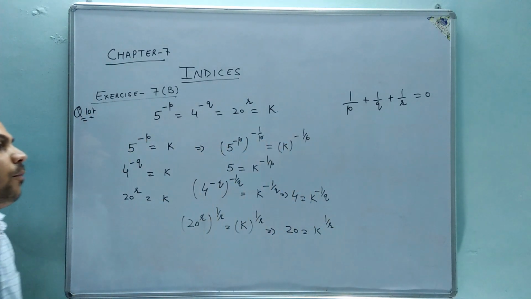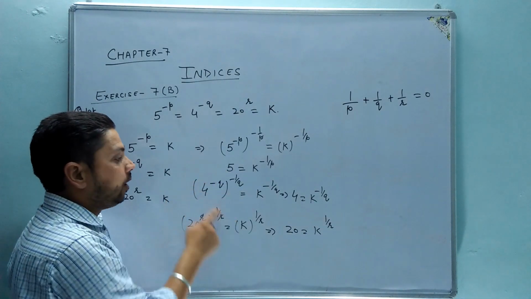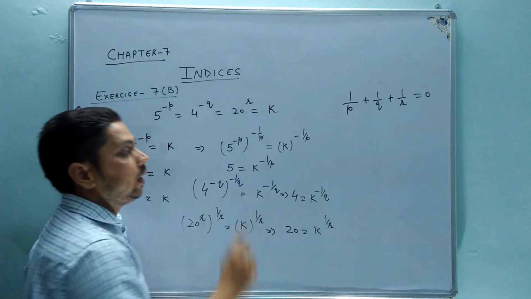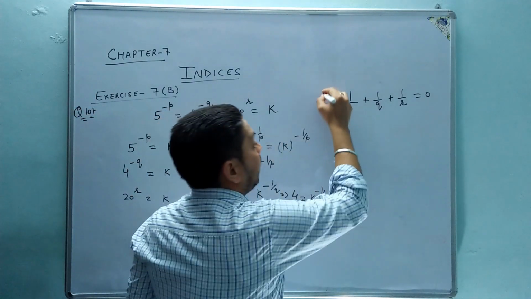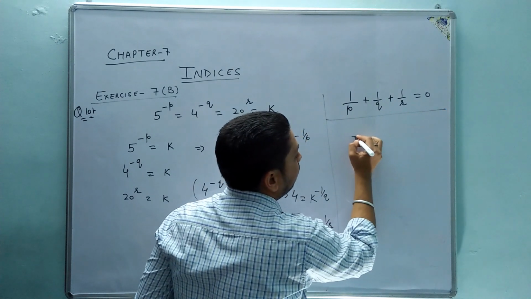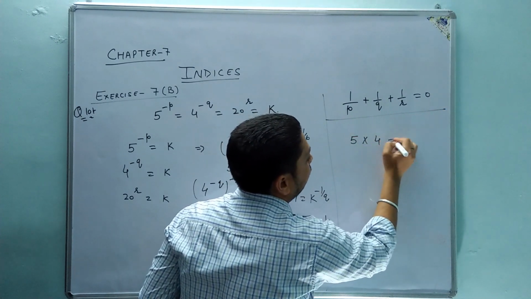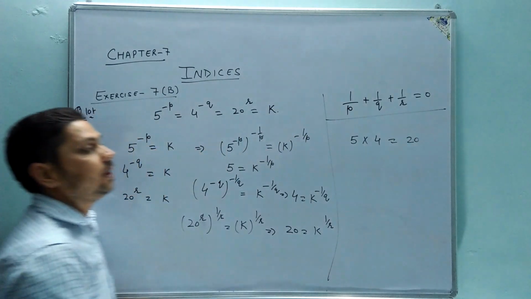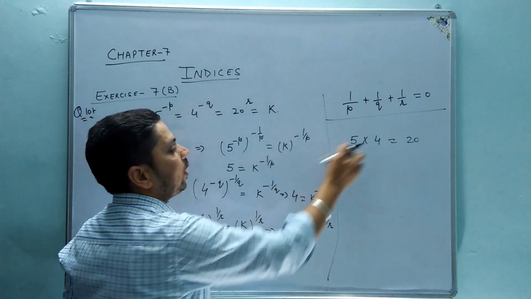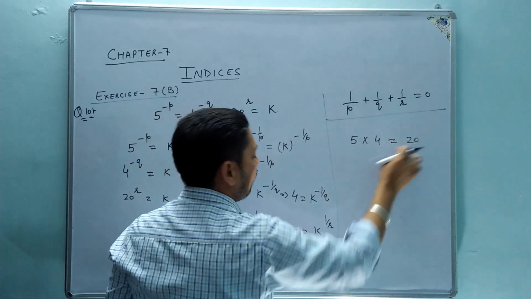So from here, we have the value of 5, the value of 4 and the value of 20. This is what we have to prove. Now we know that 5 multiplied by 4 is equal to 20. This is the condition. Substitute the value of 5 and 4 in the given condition.